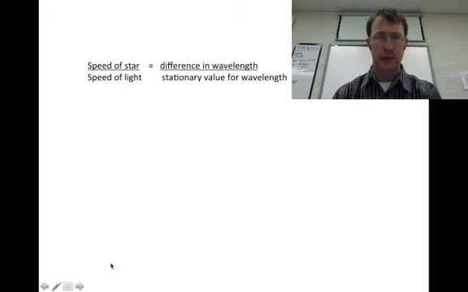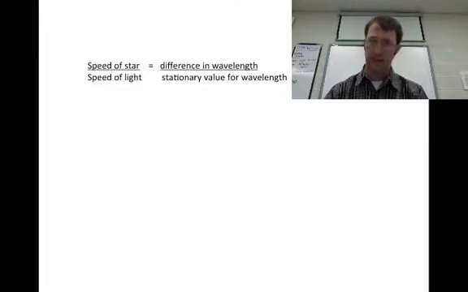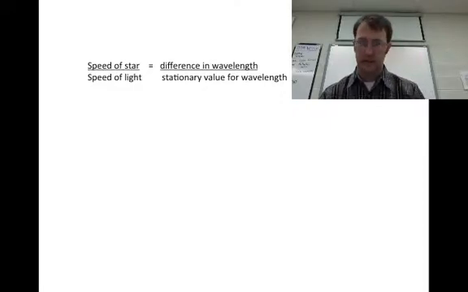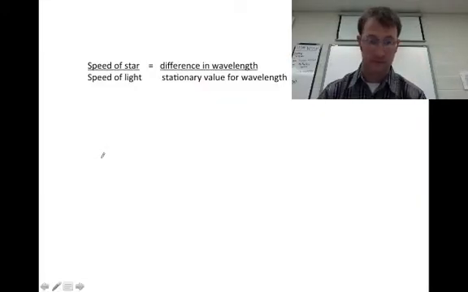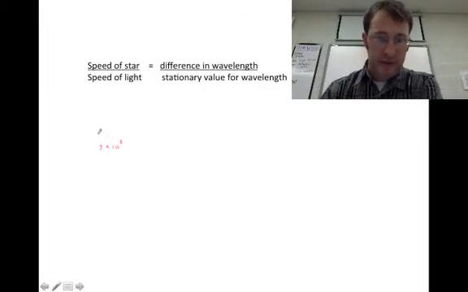All right, so you are given this formula right here: speed of a star over speed of light is equal to the difference in the wavelength over the stationary value of the wavelength. And you're also given the speed of light to be 3 times 10 to the 8th power in meters per second. So I'm going to write that down here. I'm not going to put the units right now. That's our speed of light.